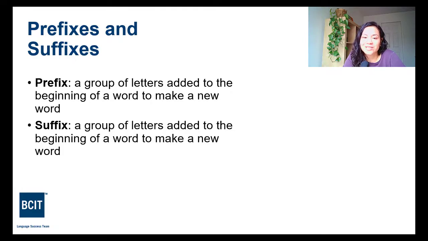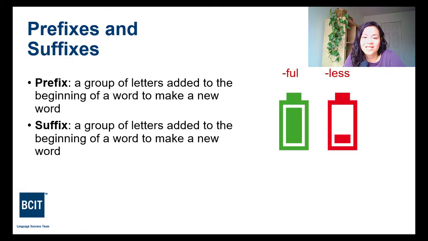For example, take these 2 suffixes, full and less. Full means full of, and less means without something. If we add it to the word care, we can see that more clearly. It's a good idea to notice suffixes and try to know what they mean. A list of suffixes and their meanings can be found after this video.